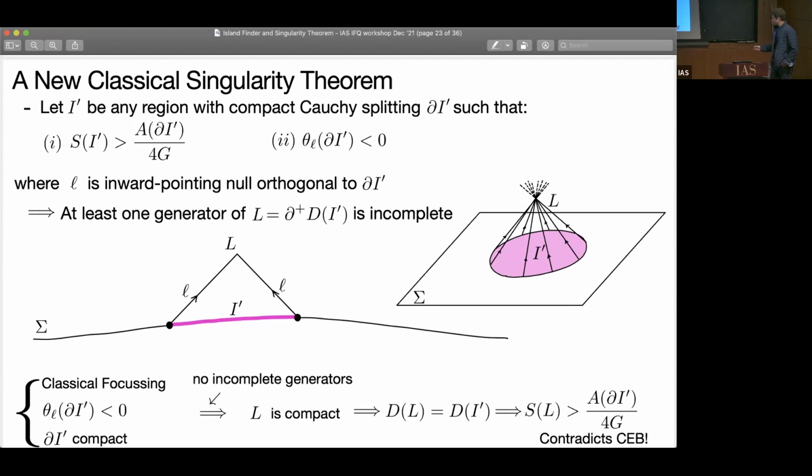The way it goes, similarly to Penrose's case, we conclude that if there are no incomplete generators, then L is compact. So that gets us into contradiction with I prime being non-compact right away, as before. We're left with the case of I prime being compact. But then the implication would be that the domain of dependence of L and the domain of dependence of I prime are the same, as should be intuitively clear in this picture. Then that, together with condition 1, implies that the entropy on L is greater than the area of the boundary of I prime divided by 4G, which contradicts the covariant entropy bound, because L is a light sheet by classical focusing.